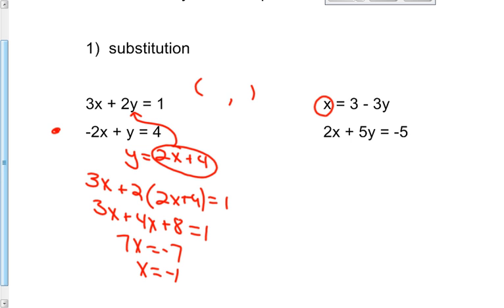X is negative 1. Then you need to go back in and plug in the negative 1. Easiest place to put it is your circled stuff. 2 times negative 1 plus 4, negative 2 plus 4 is 2. So the solution to this particular system is negative 1, 2.